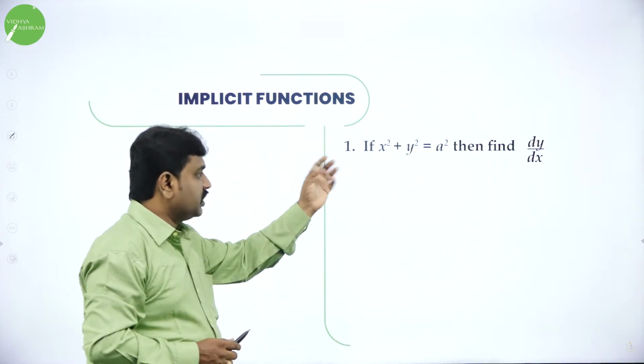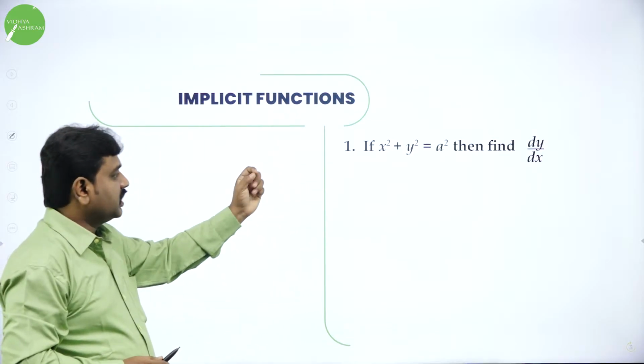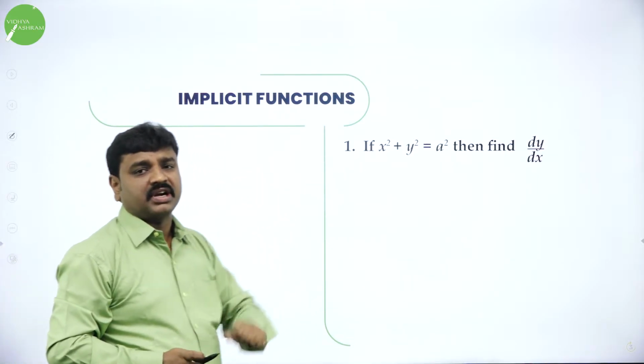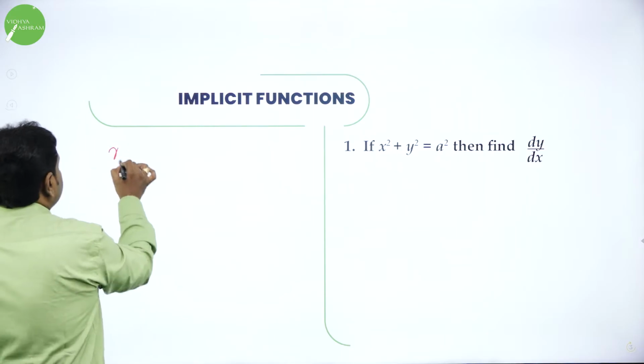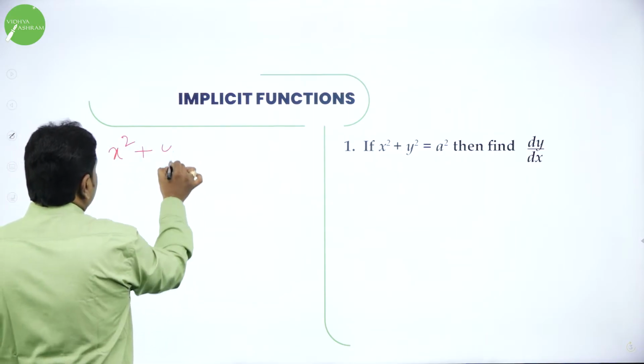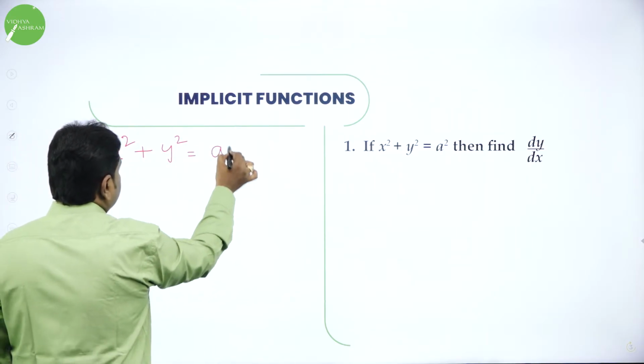As soon as you observe, it is implicit. Why? Because y is not separated. So the given function is implicit. They give x square plus y square is equal to a square. This is what is given.